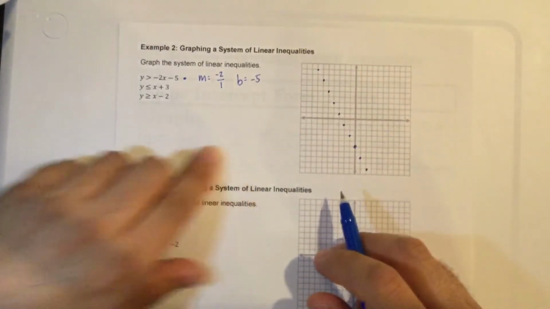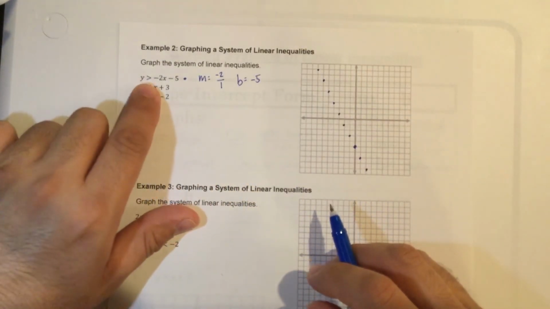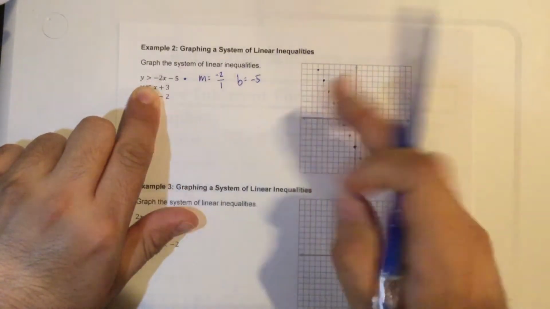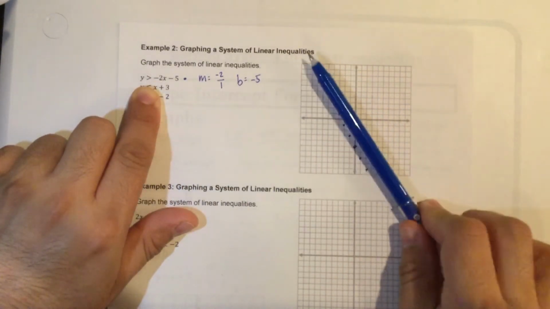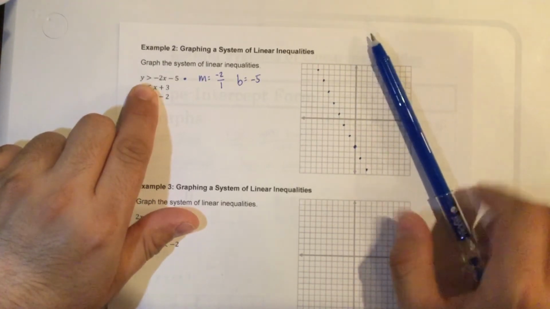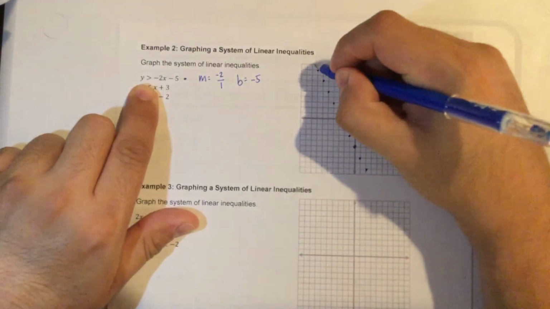Okay, now, from here I look at the inequality sign. Before we looked at this, it is greater than, so we shade above. So above is going this way, and it is dashed because there is no equal bar. So I'm going to make this a dash line.